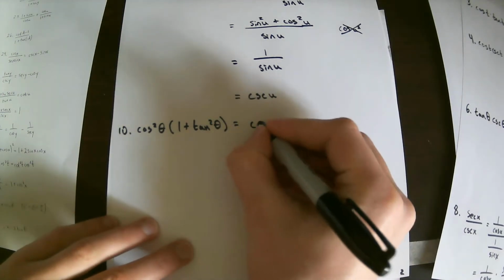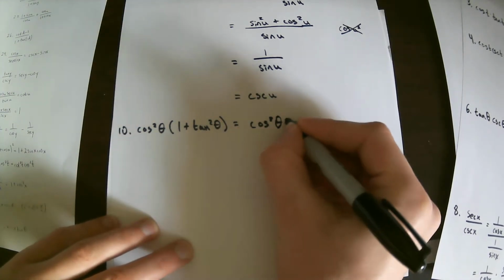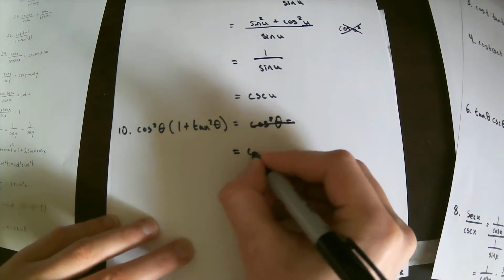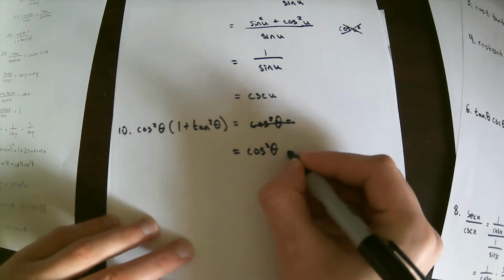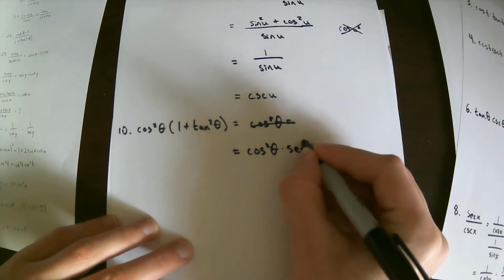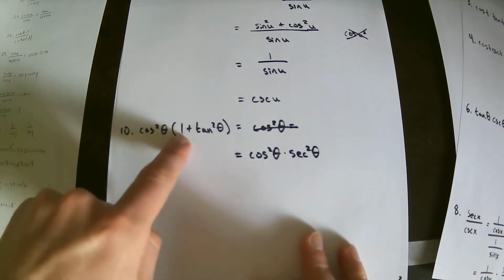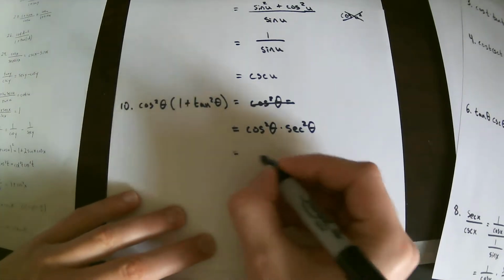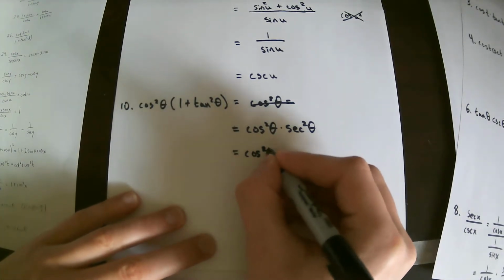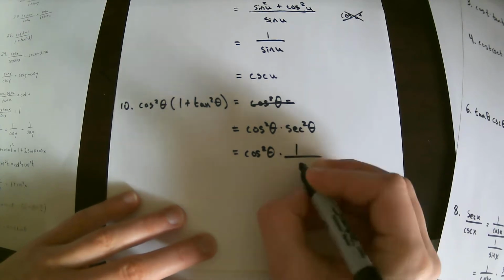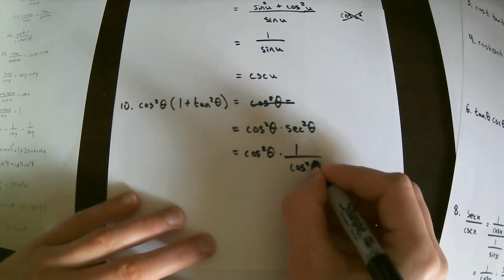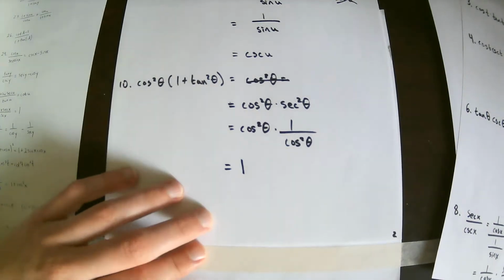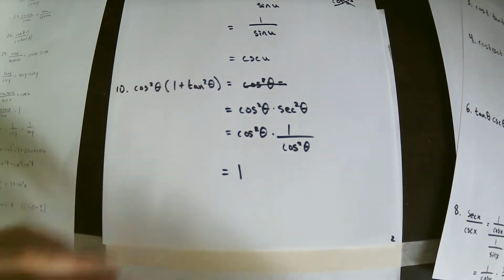So this is actually going to be equal to cosine squared theta times secant squared theta, because this whole sum here turns into secant squared, but secant squared is the same as 1 over cosine squared. It's the same as 1 over cosine squared, so this just ends up being 1. They cancel each other out.